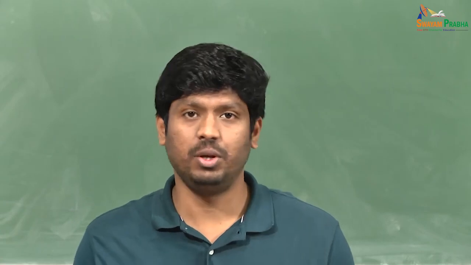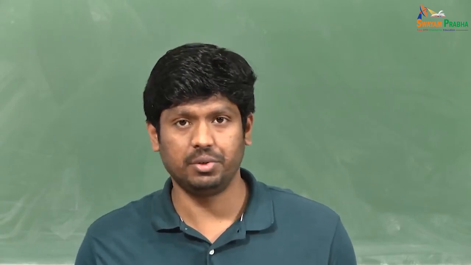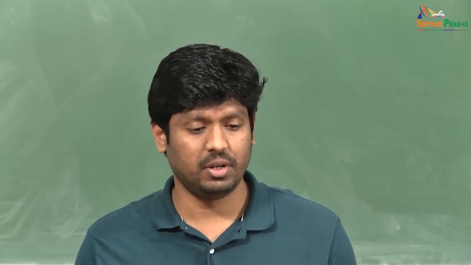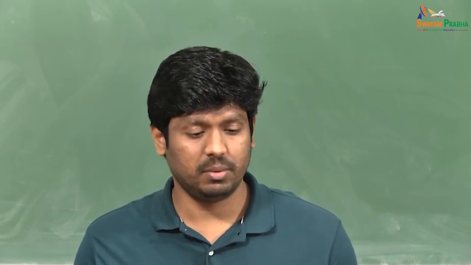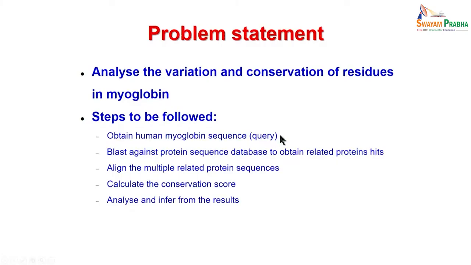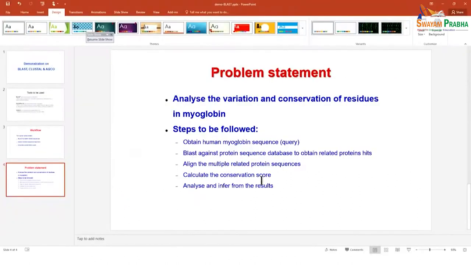In this exercise, we will use BLAST, CLUSTAL and AL2CO to calculate the conservation of myoglobin. We will start by obtaining the human myoglobin primary sequence from UniProt, followed by blasting it against UniProt to get the related proteins. Further, we will use these sequences to obtain the MSA, multiple sequence alignment. From the multiple sequence alignment, we will calculate the conservation score for each residue position using AL2CO. Further, we will analyze this and infer from the conservation results. To start, let us proceed with the first step.